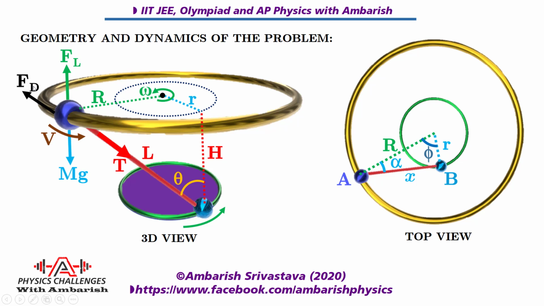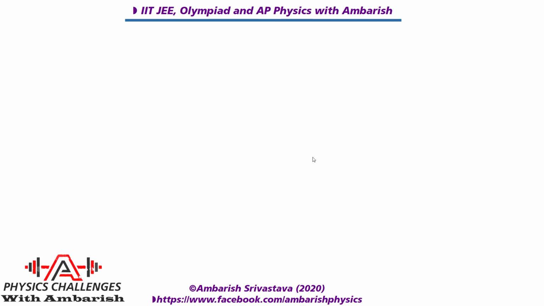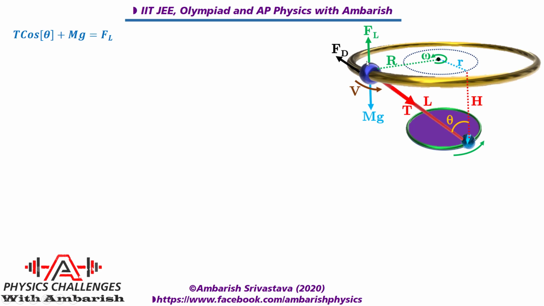And now, based on the free body diagrams, we are going to write down the equations, and some geometry equations for calculating the variables like alpha and x, etc. So let's try to get into the equations. First equation: consider the vertical force balance for the aircraft.